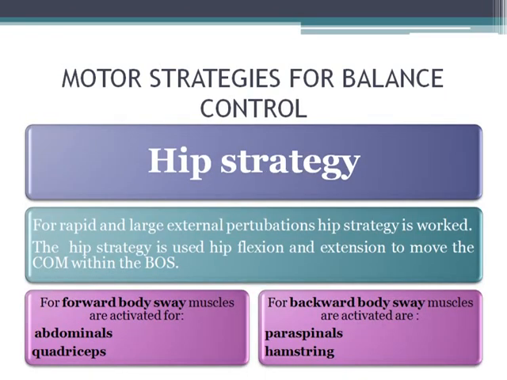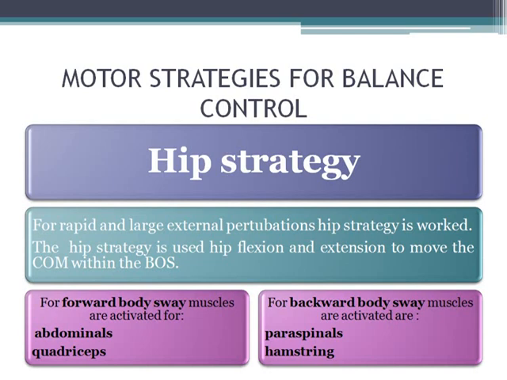Fourth one is the hip strategy. Hip strategy is mainly used for rapid and large external perturbations. So at that time only and only hip strategy works. So there is a marked difference between ankle strategy and hip strategy: the hip strategy works when large external perturbations occur, and in small perturbations the ankle strategy works.